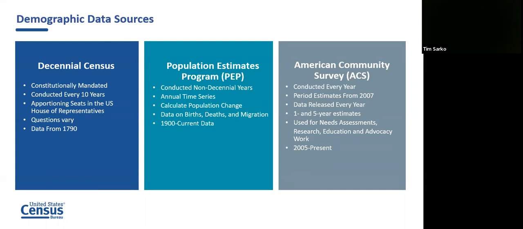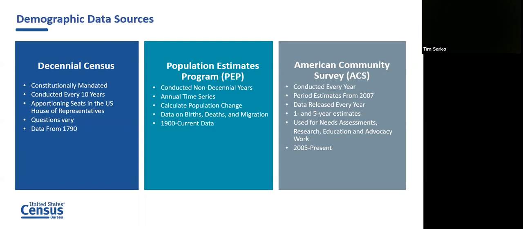We have the Population Estimates Program, which is conducted in non-decennial years. It's an annual time series. It calculates population change, and it gives you data on births, deaths, and migration. And that's from 1900 to current.